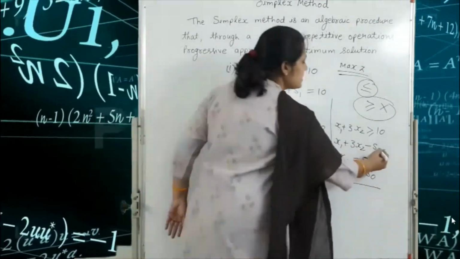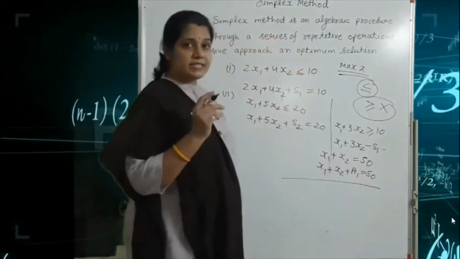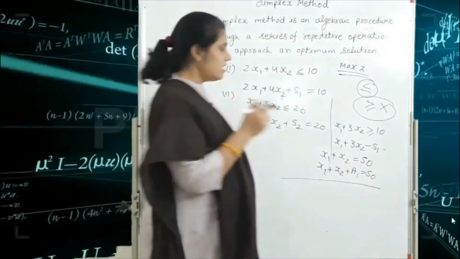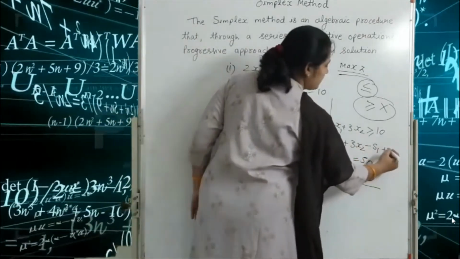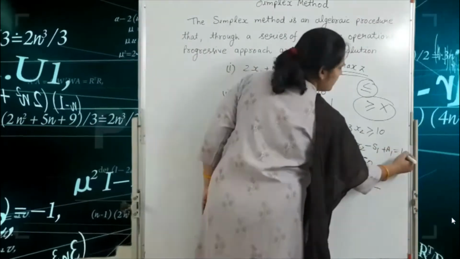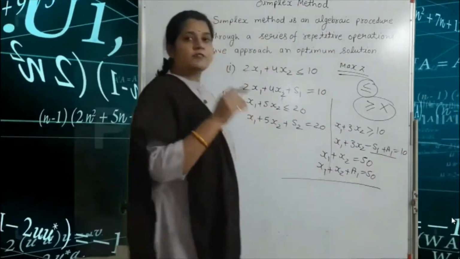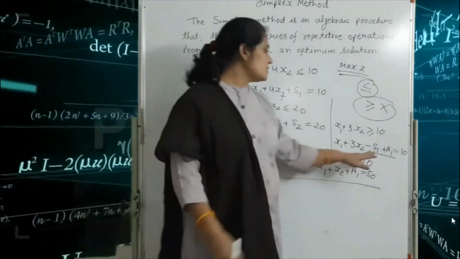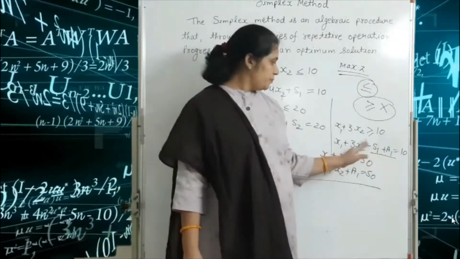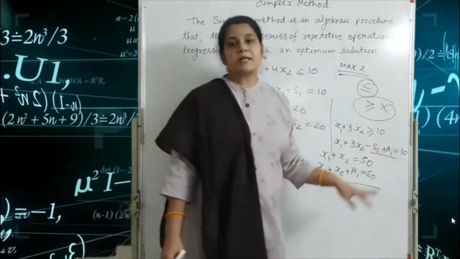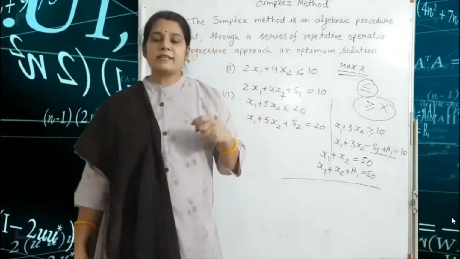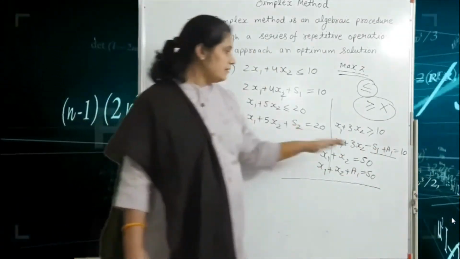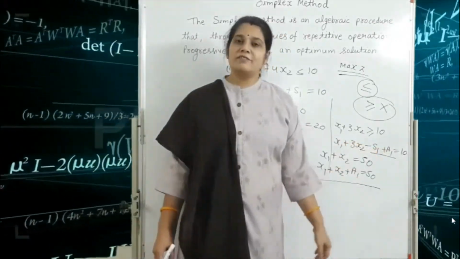Actually, with the surplus variable we always write one artificial variable. Always, with the surplus variable, we write the artificial variable. Sometimes in some textbooks only the surplus variable is written, but the surplus variable always takes an artificial variable. Okay.